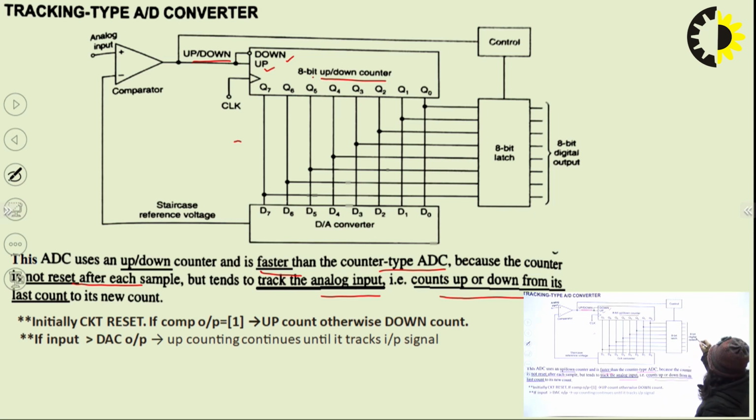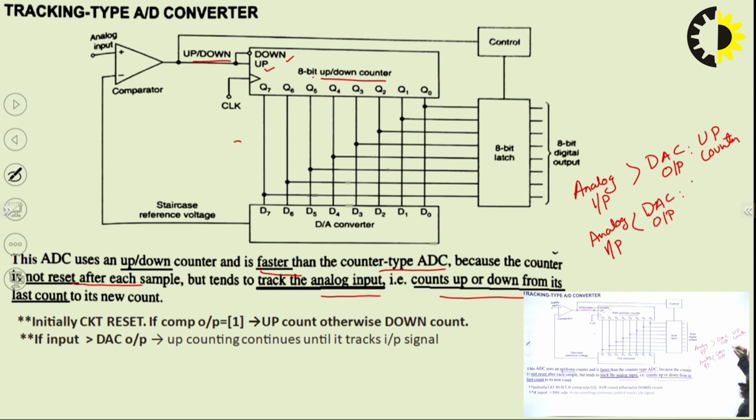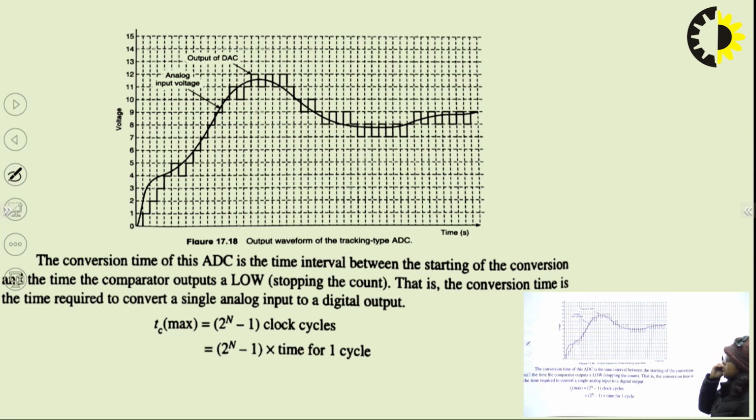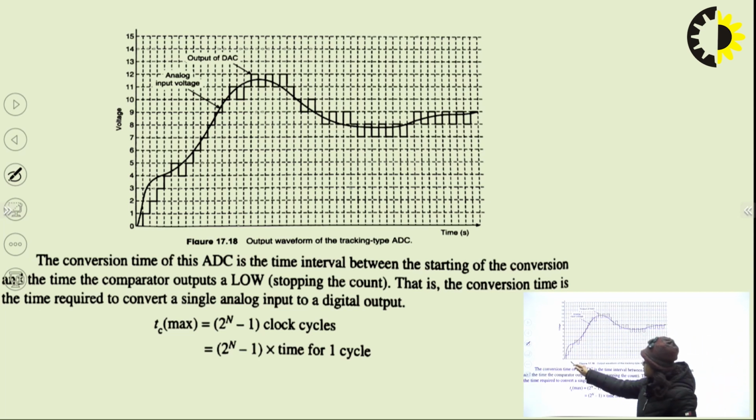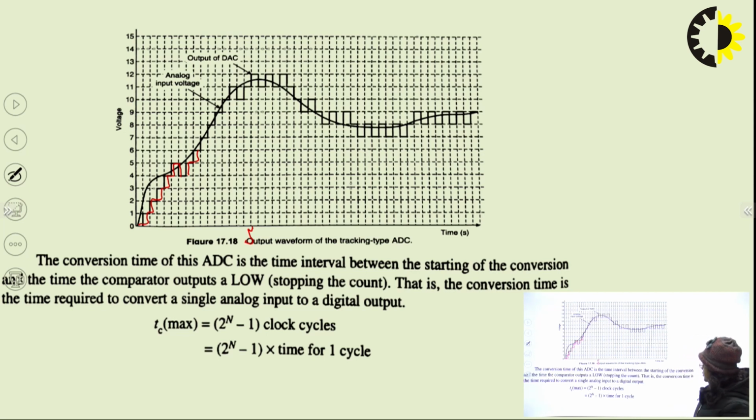So if the initial analog input is greater than the DAC output, it works as an up counter, and if the analog input is less than the DAC output, it works as a down counter. So it always tracks the analog input. This is the sample output. If we take an analog input, it starts counting, moves as an up counter, and once the DAC output exceeds the analog signal, it counts down, and this procedure continues. So the conversion time of this type of ADC is less as compared to the counter type, and the maximum conversion time is 2 to the power n minus 1 clock cycles.